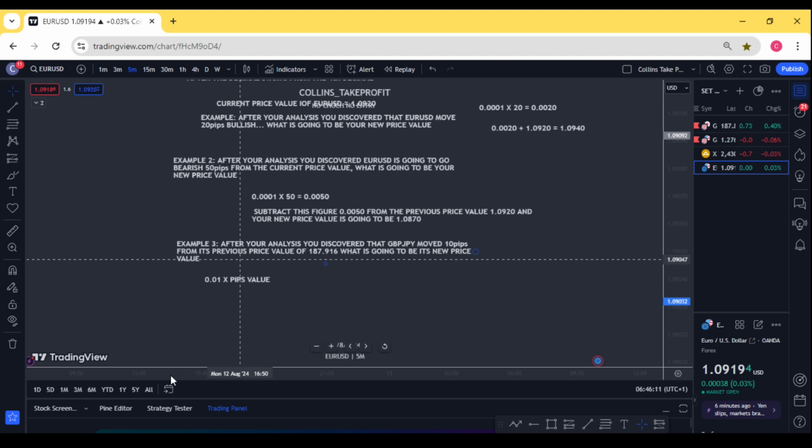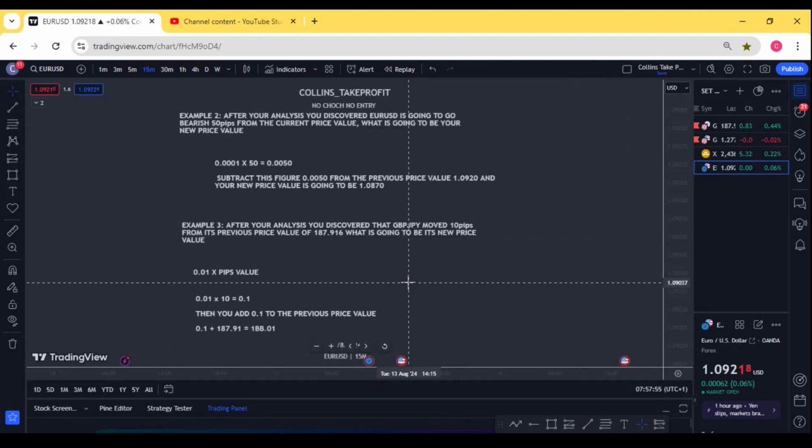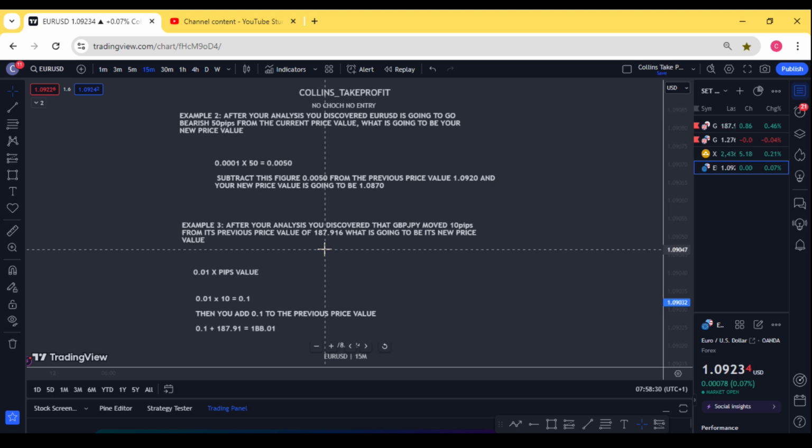Now let's solve this example right here. You could see that multiplying 0.01 times 10 is going to give you 0.1. Then you add it to the previous price value, and remember we're not going to make use of the pipettes, so we're going to be using 187.91, and your new price value is going to be 188.01.